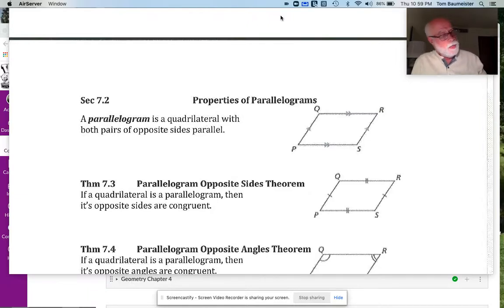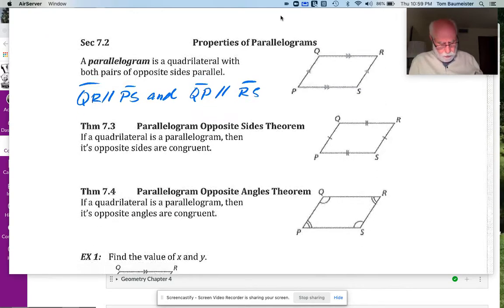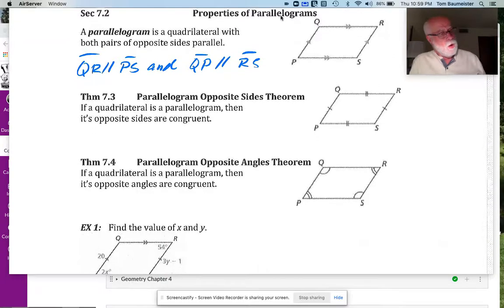So what we can say then is that line segment QR is parallel to line segment PS. And we can say that line segment QP is parallel to line segment RS. Okay, and again, remember you could go in the other direction. So knowing that, we have some more theorems here that we can talk about.